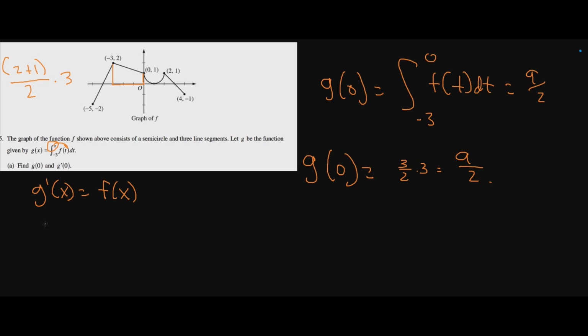All right, let us go ahead. g prime of 0 is equal to f of 0. Now, this is just asking g prime of 0 is just f of 0. Well, what is the y value at 0? Well, the y value at 0, my friends, is just 1. Bam, that's it. Beautiful. There it is. Plus 1. Plus 1. Give me my 2 points. And let's move on to the next question.